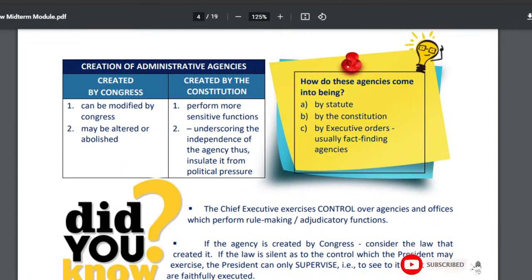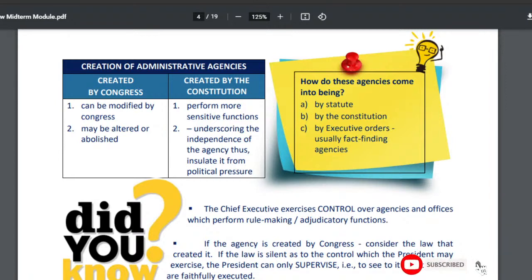There are two ways actually ni siya, no? Two ways. Kasagarag yun. We have created by Congress, by statute. So those administrative agencies that are created by Congress can only be modified by Congress. Those agencies can only be altered by Congress, can be abolished by Congress if such administrative agency was created by Congress.